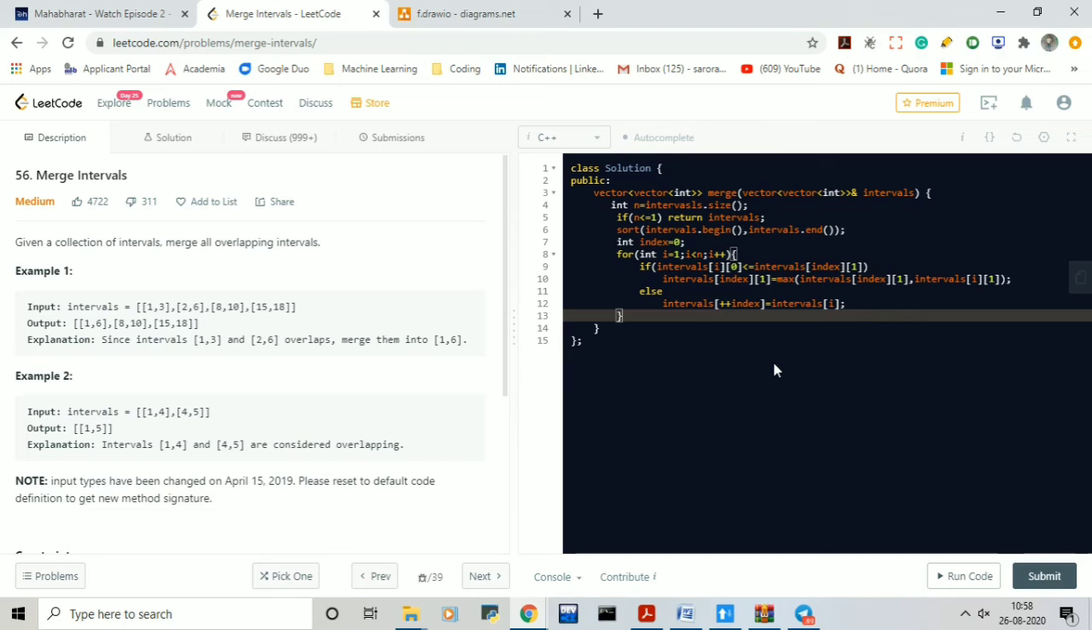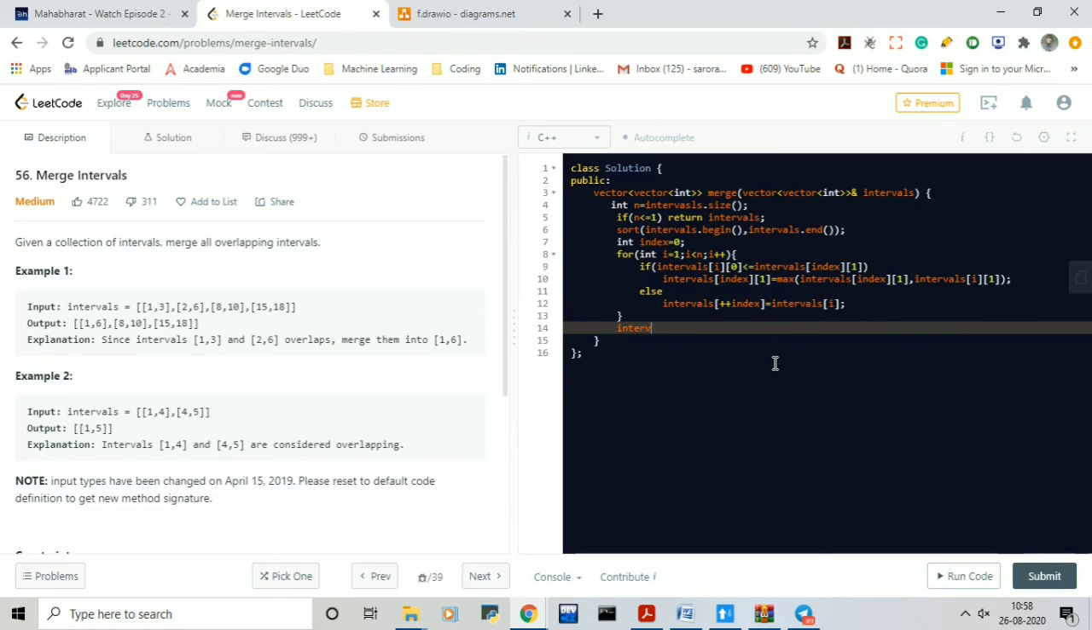And finally, as we discussed, whatever is going to be the redundant intervals, we just need to erase them. So from begin plus index plus 1, because index is the last point where our useful information is there. So from index plus 1 to begin plus n, or maybe we can simply use end. We just need to remove all of them, and then we need to return the intervals and we are done.